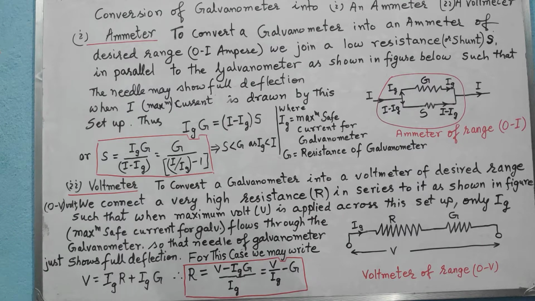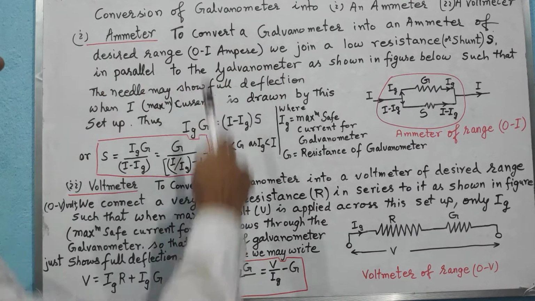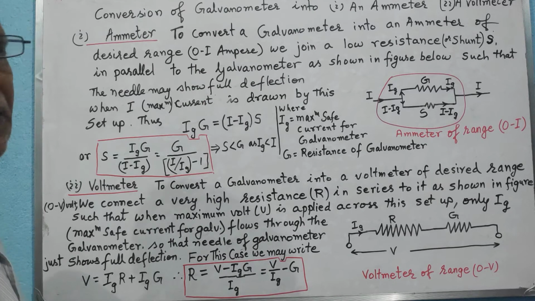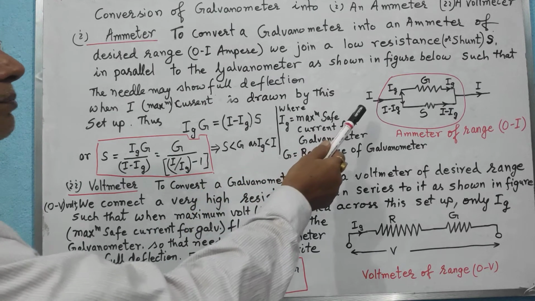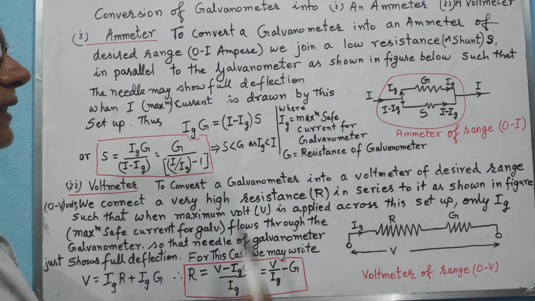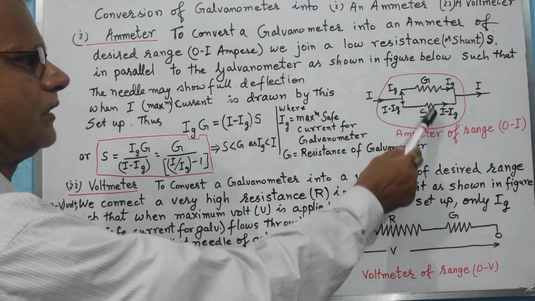So today we will learn how a galvanometer is converted into an ammeter of desired range, for example, a range capable of measuring 0 to capital I current. What we do is we attach a shunt to the galvanometer.